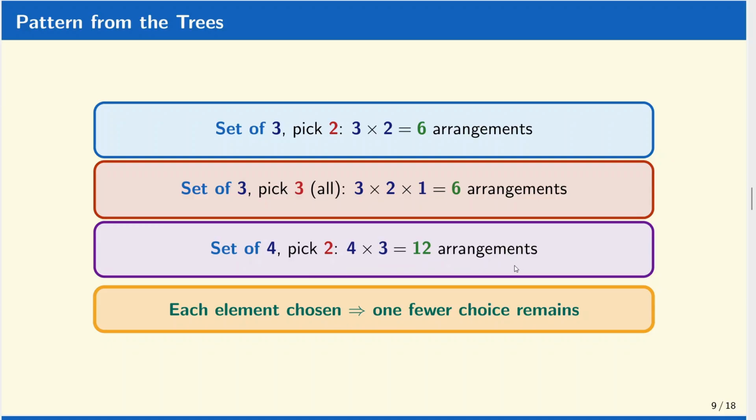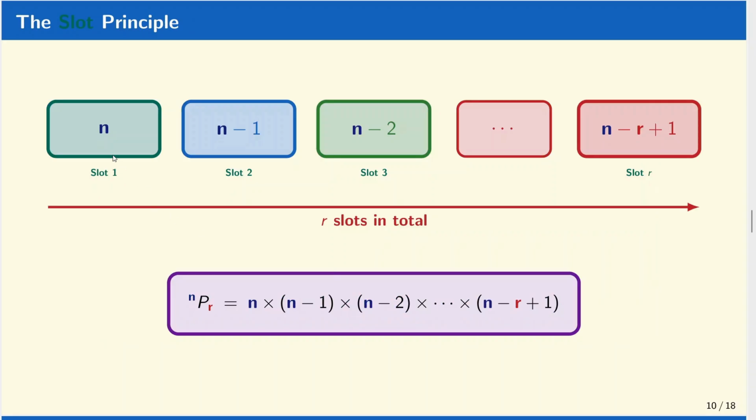Do you see the pattern? It is written in the orange box at the bottom. Every time an element is chosen, 1 fewer choice remains for the next pick. You start with your total number of items, and you just multiply by 1 number lower for each step you take. This beautiful, simple pattern leads us directly to a very important concept called the slot principle.